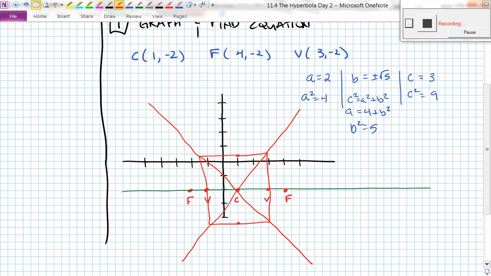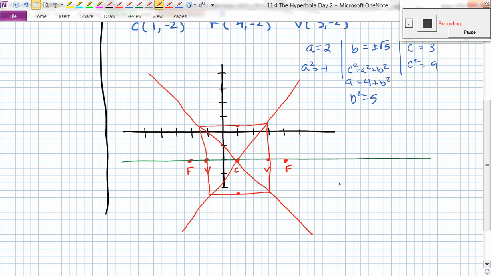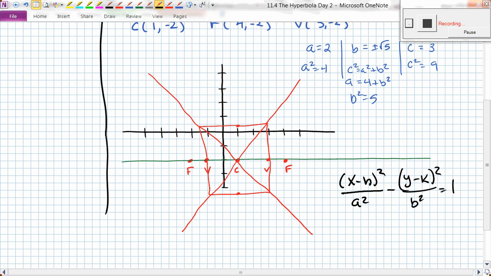All right, so the equation that I'm going to use for this graph is going to be something like (x minus h) squared over a squared minus (y minus k) squared over b squared equals 1. Now, how did I know that was the right one to use? Yeah, the cheat sheet, but there's also something else that gives it away. What is it?